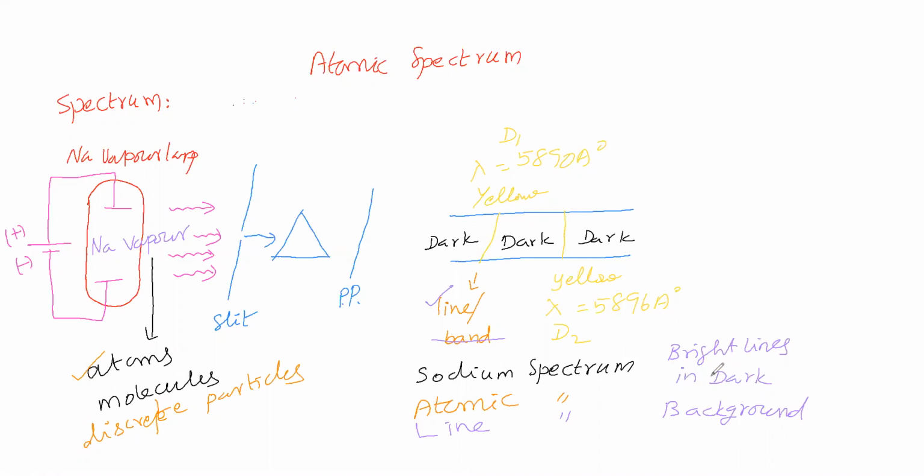The background is dark. Why? Because you see this part and all is dark. This part, 5890 angstrom, is bright yellow color. 5896 angstrom is bright yellow color. The rest of the places are dark. So we can say it is bright lines in dark background.